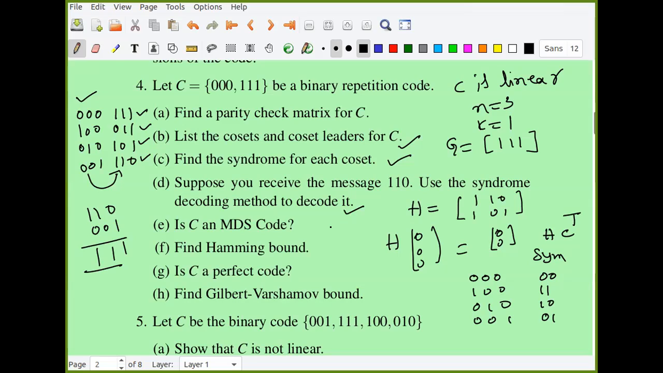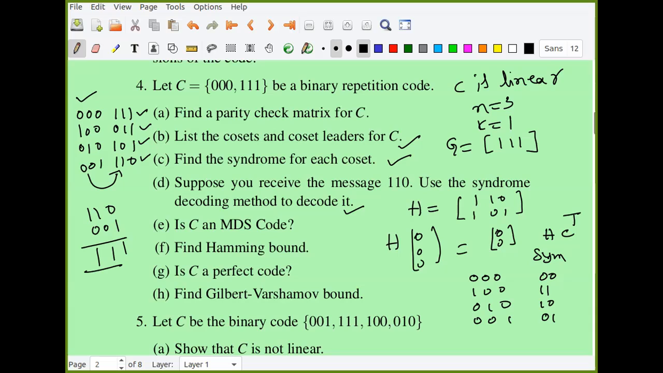Is it clear? No, sir. I understand why it should be 111, but where did we use the syndrome here? We are not using the syndrome in this particular case; we are directly using the table. The syndrome of 110 is the same thing. If we multiply H by 110, then we get 0 1, which corresponds to 001. That's the logic.